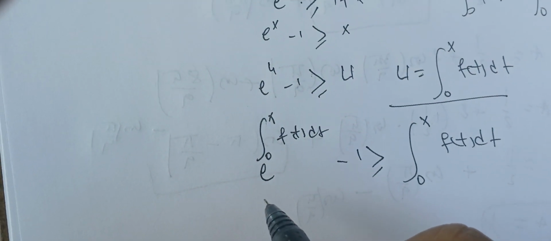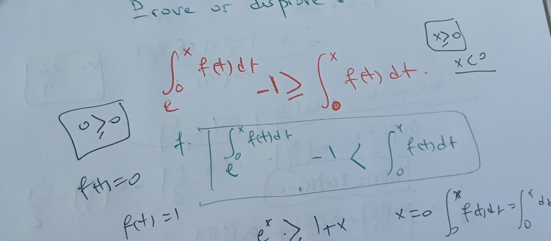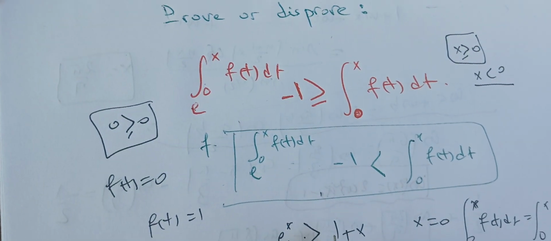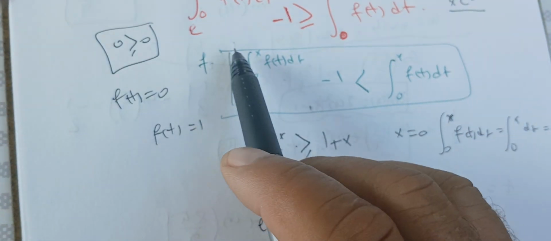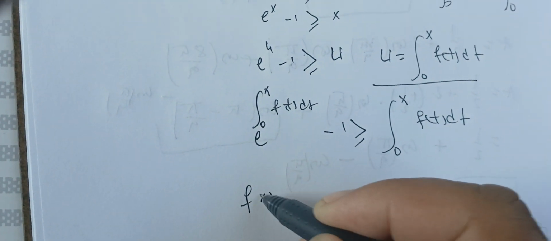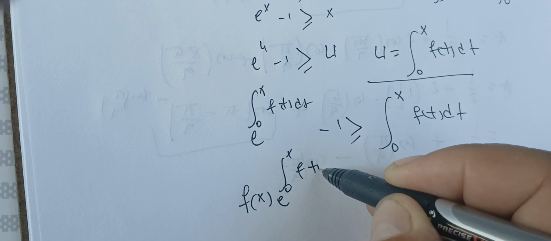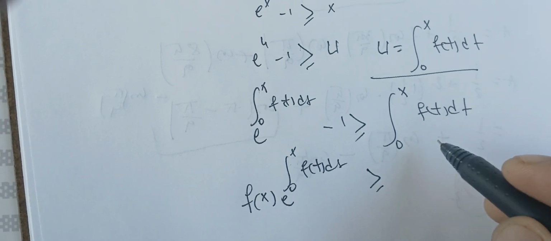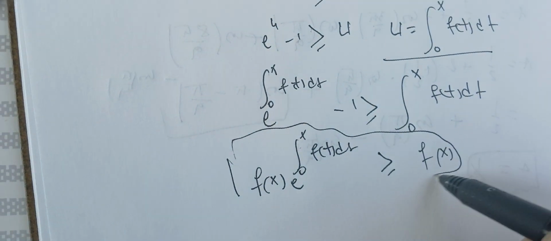Another key idea that we can use is the fundamental theorem of calculus. Here, f is continuous, therefore we can differentiate. When we differentiate here, we will have f of x e to the integral of f of t dt between 0 and x is bigger than f of x. But this proof is risky.